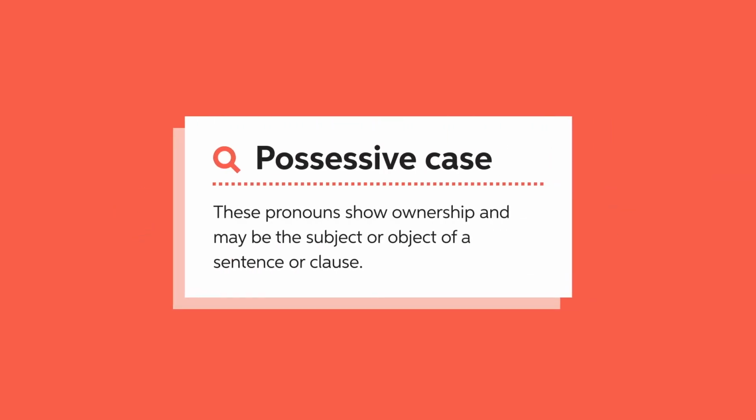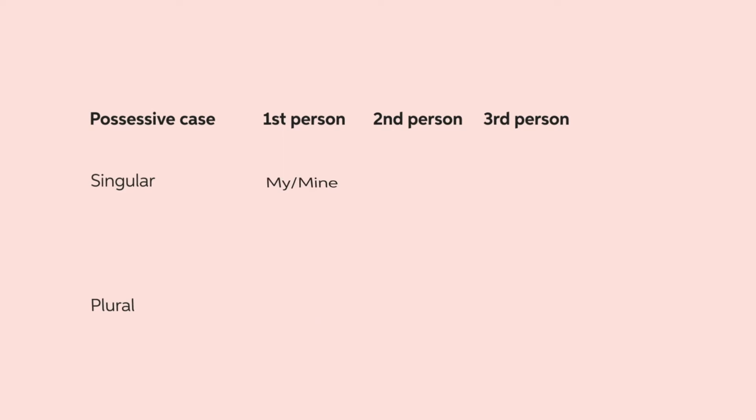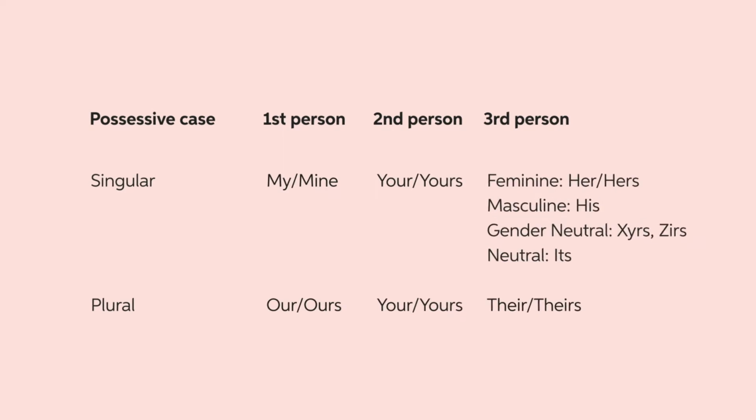Possessive case pronouns show ownership and may be the subject or object of a sentence or clause. Recognizing possessive pronouns and differentiating them from adjectives can be tough. In order to do so, you'll need to focus on the job they're performing in a sentence. Generally, if the word is preceding a noun and cannot entirely replace it, it is functioning as an adjective.